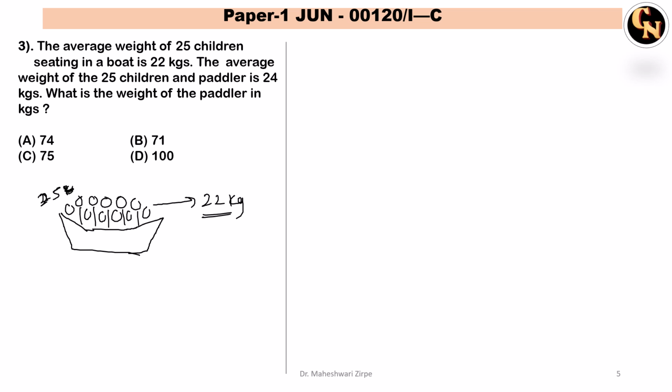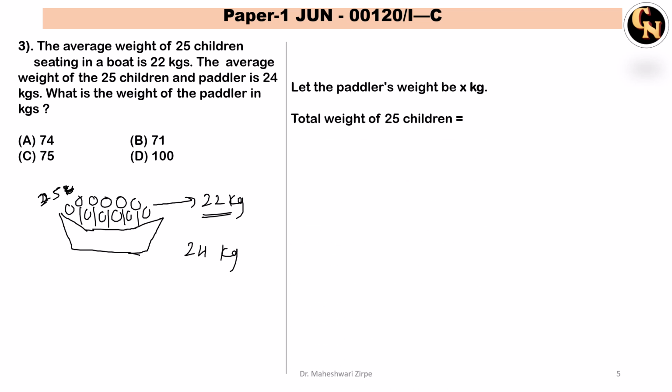And what next they are saying? The average weight of the 25 children and one paddler. So there will be a paddler who will be paddling, and the average weight will be 24 along with the paddler. So let us find out what is the weight of the paddler in kg. First thing you will do, let the paddler's weight be x kg. We don't know the weight of the paddler, so let us consider it as x kg.